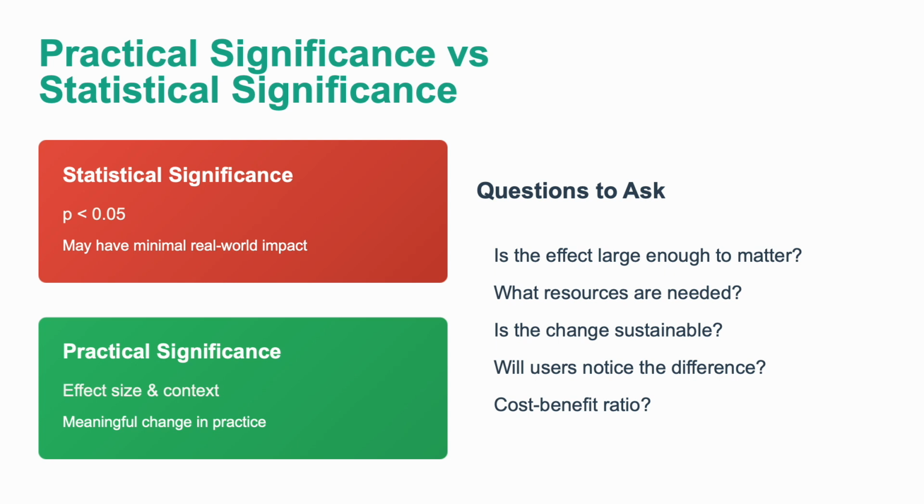Questions to assess practical significance. Is the effect large enough to matter to stakeholders? What resources are required to achieve this effect? Is the change sustainable given real-world constraints? Will users notice and value the difference? What's the cost-benefit ratio? A statistically significant 2% improvement might not justify expensive implementation. A non-significant 10% improvement might warrant further investigation. Always report both statistical and practical significance.